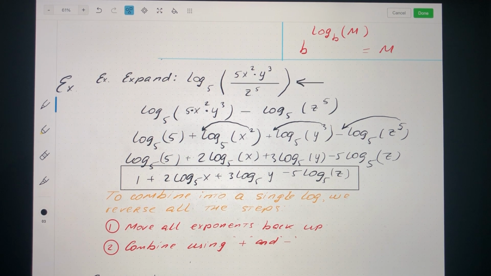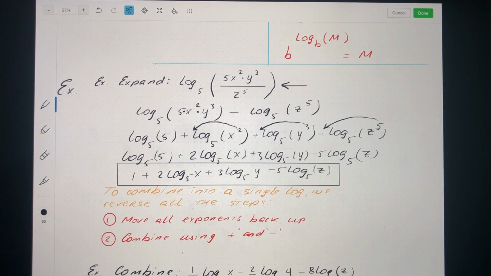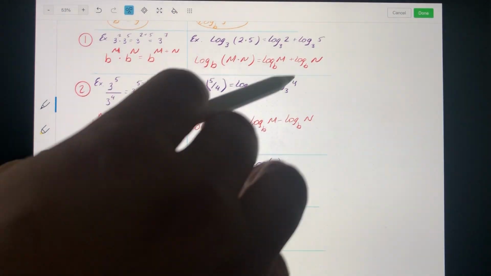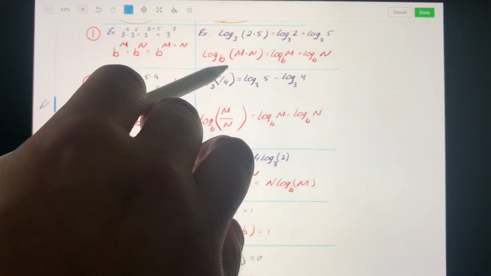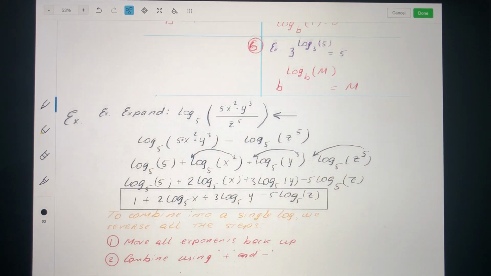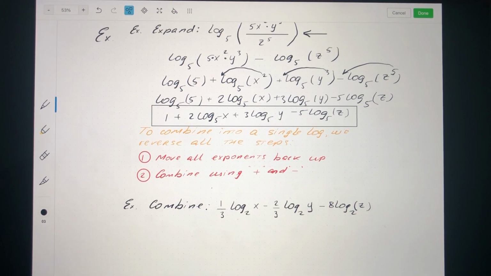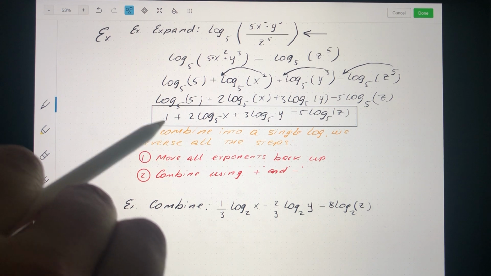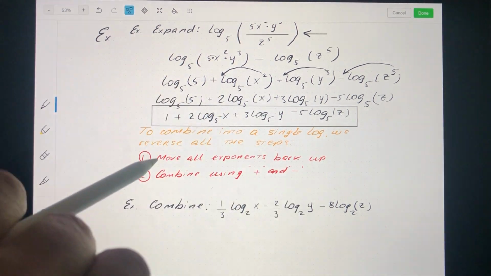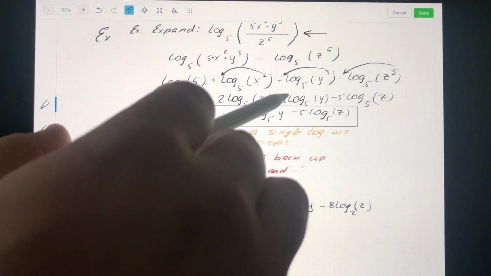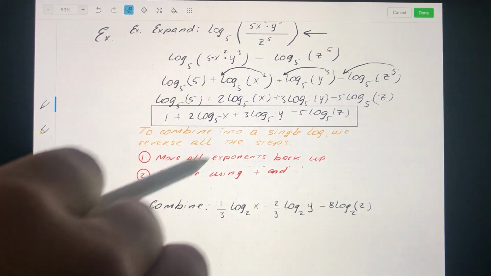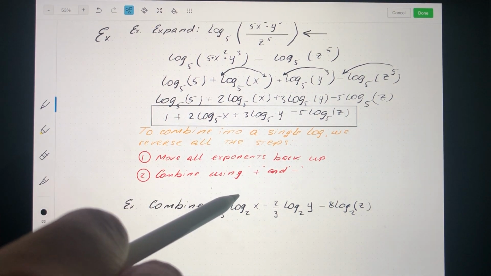The other half of the question is, of course, go the other way. So if you already have it in expanded form, could you go back and put it as one log? So that's the second half of the question, and let's do that one also. Now, when we do that second half, we reverse all the steps we just did. So the first thing we do is we move all the exponents back up. So move the exponents back where they came from. And then we use the pluses and the minuses to compress it into one log.